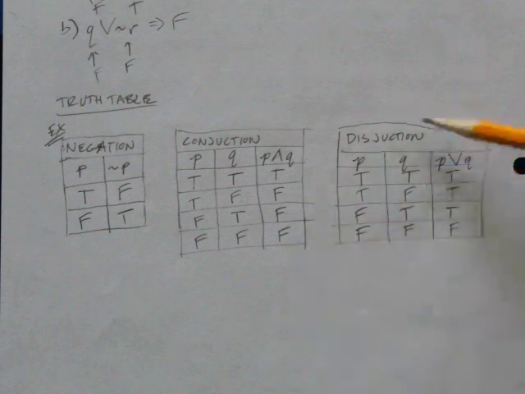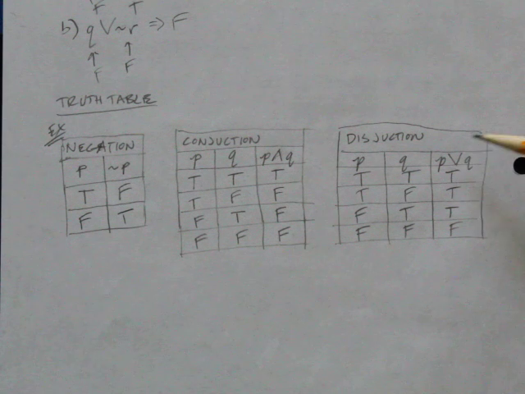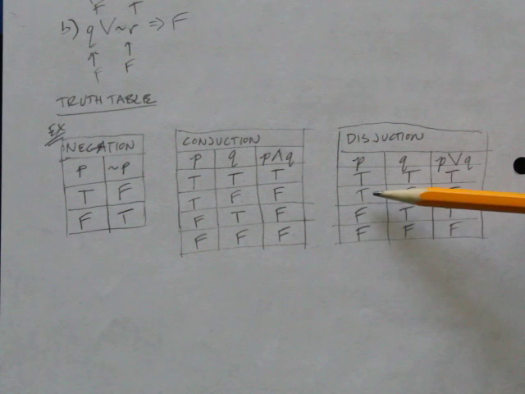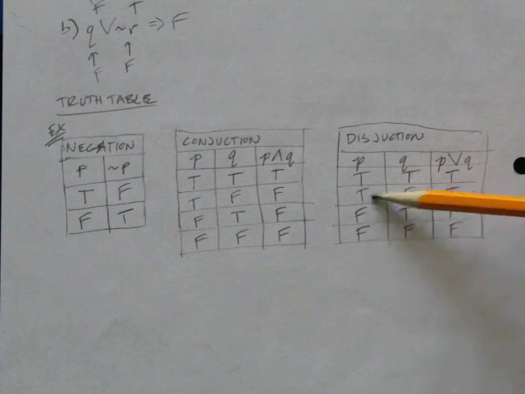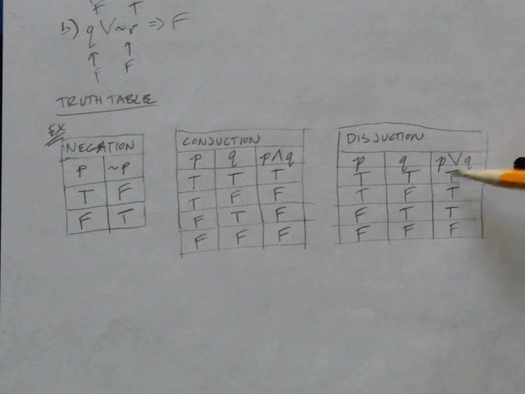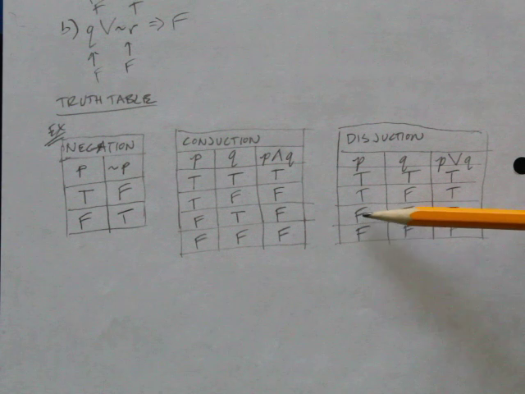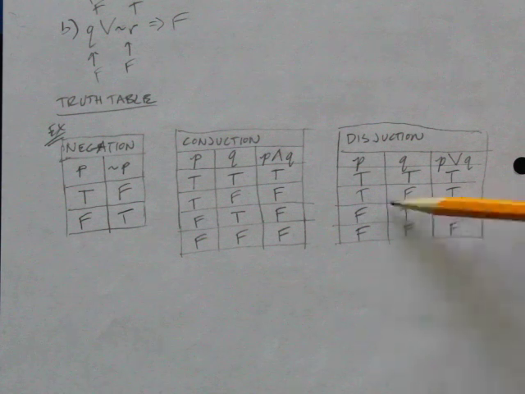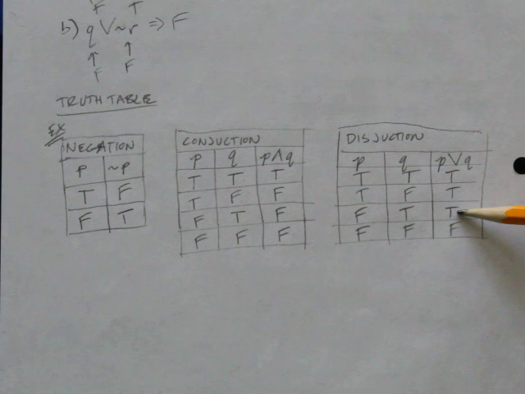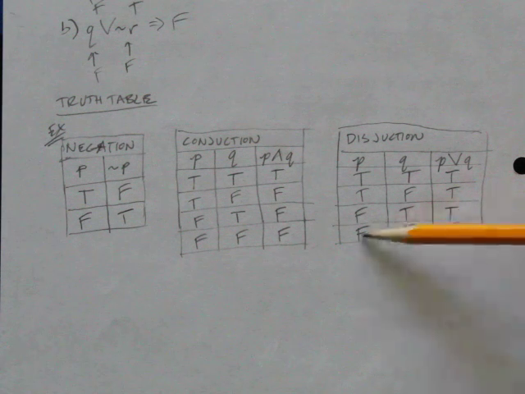Now, in a disjunction or an or statement, if P is true and Q is true, the whole thing's true. If P is true and Q is false, remember, only one of them needs to be true in an or statement. The statement is true. Again, if P is false and Q is true, it's an or statement, so the statement is still true. And if they're both false, then it's going to be false.